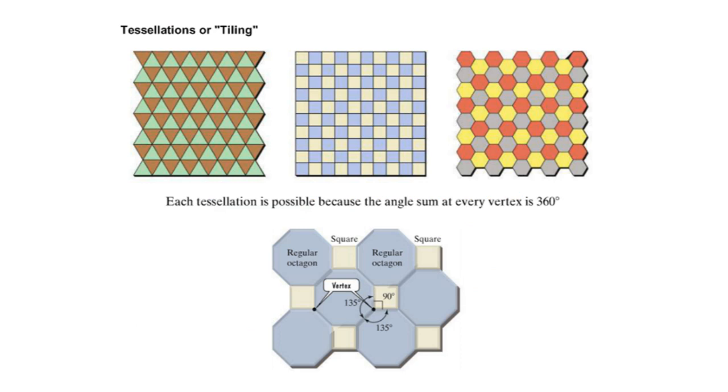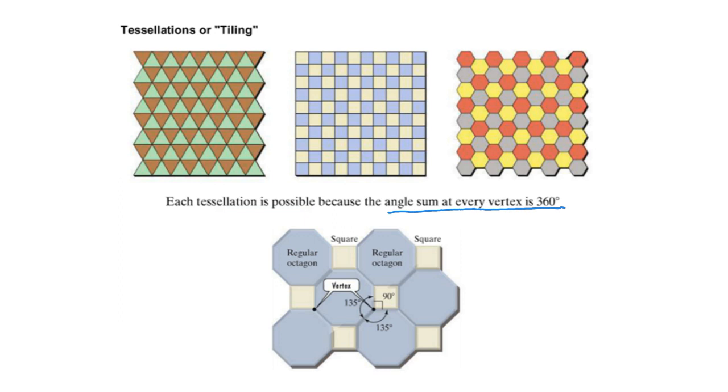We will next move on to tessellations or tiling. So you may have seen patterns like this or mosaic type patterns on backsplashes and floors. Some people decorate the tops of their tables with tiling. And one of the nice things about these patterns is that they're well fitted. In order for this to be considered a tessellation, it says each tessellation is possible because the angle sum of every vertex is 360 degrees.